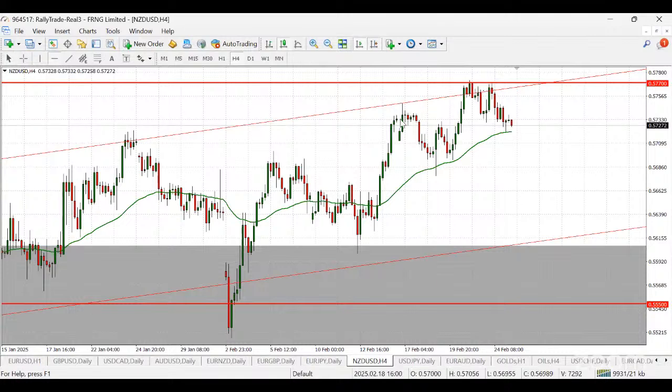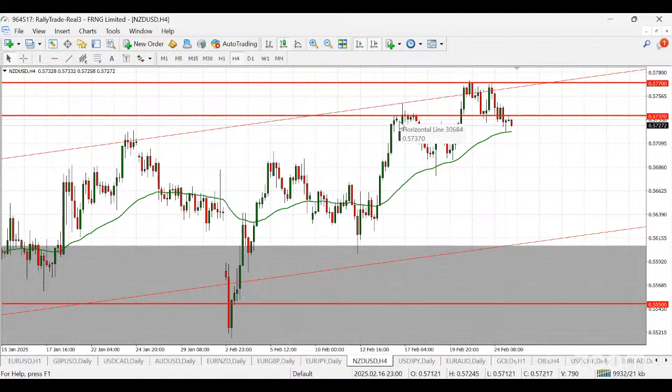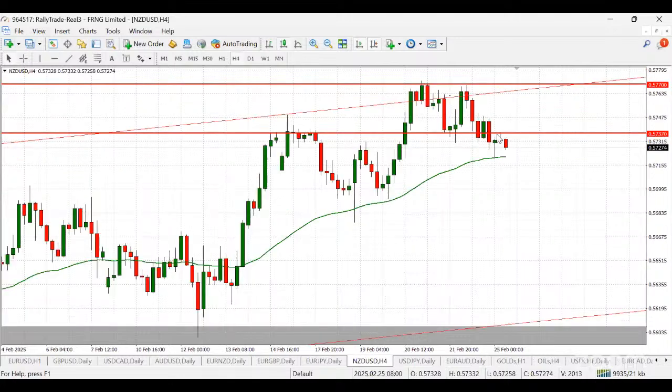It's taking out this previous high. It's broken below that previous high. It's now trading below that support, all right? So from the current level, we expect this to continue to push to the downside, all right? NZD USD.